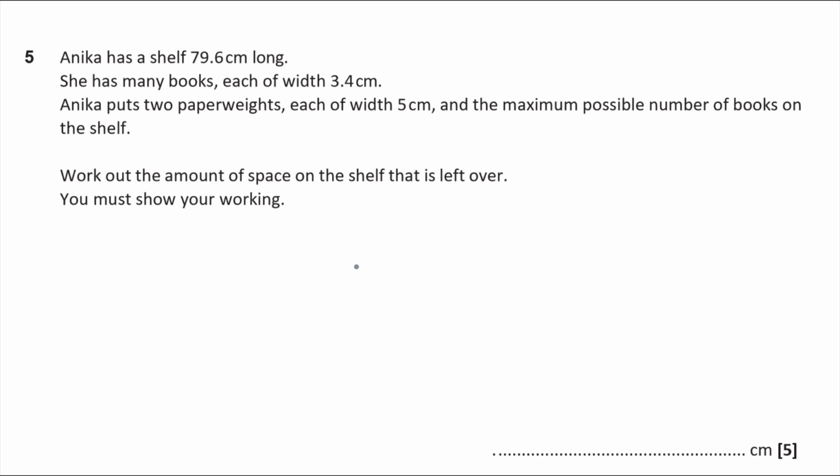Question 5. Annika has a shelf 79.6 centimetres long. She has many books, each of width 3.4 centimetres. Annika puts 2 paperweights, each of width 5 centimetres, and the maximum possible number of books on the shelf. Work out the amount of space on the shelf that is left over. You must show your working. Okay, so we've got these 2 paperweights, each of 5, so if I times them by 2, that means they're taking up 10 centimetres of the shelf. So what's the remaining shelf?